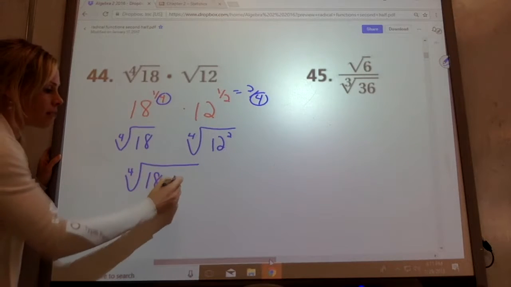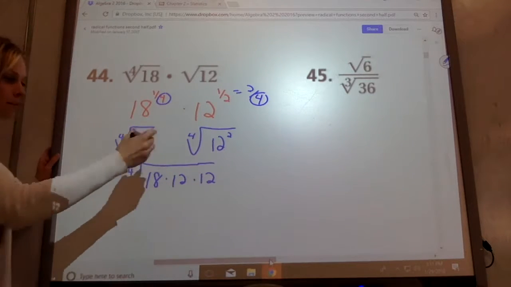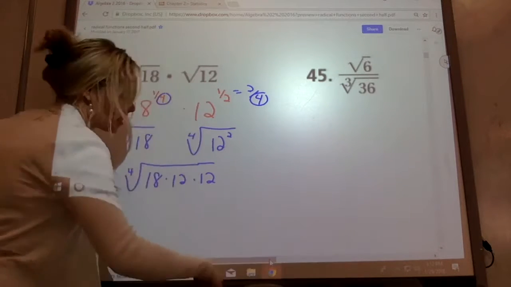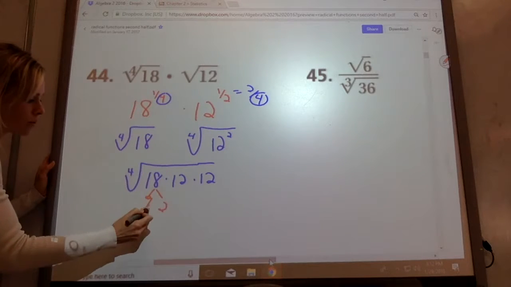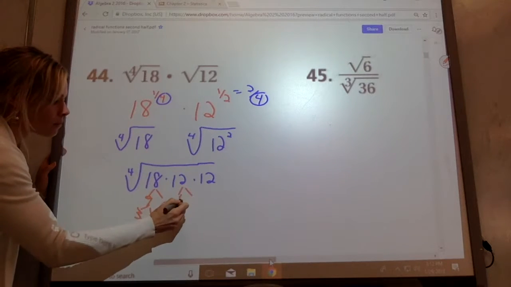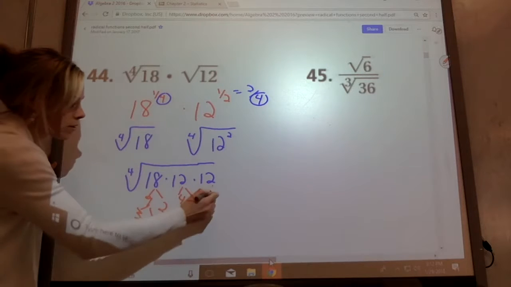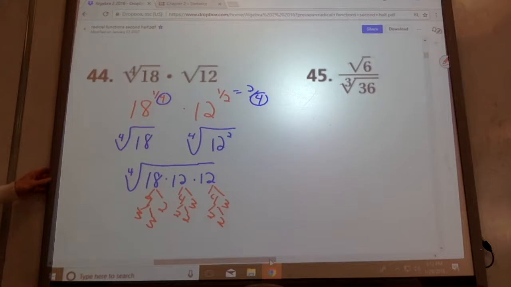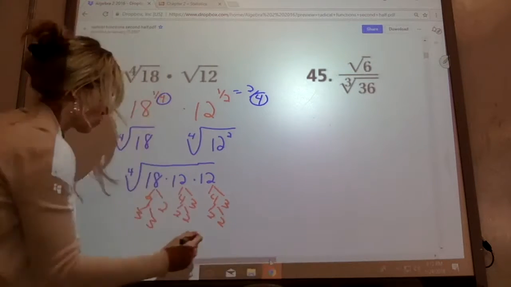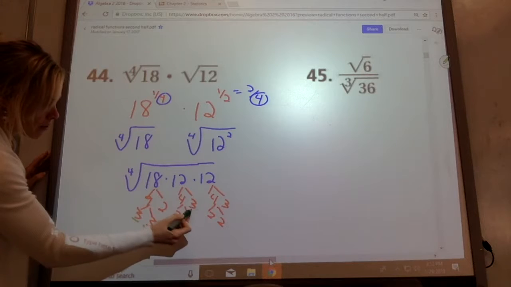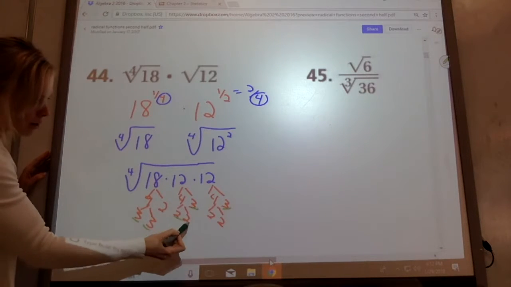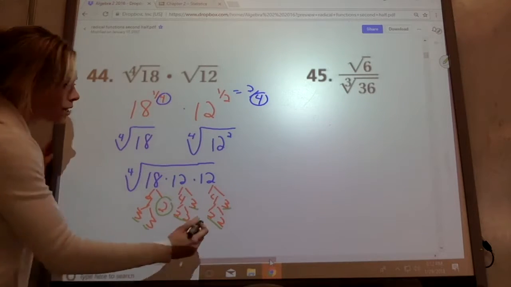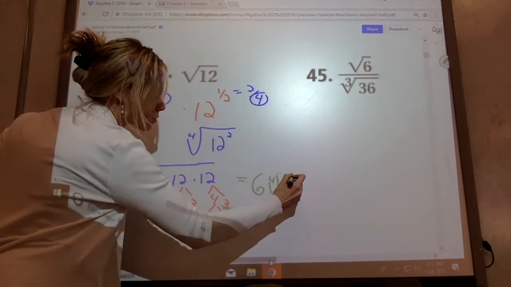So 18 times 12 times 12, because I'm going to have to break it down here. So I'm not going to multiply. So then what? 18 is 9 and 2, 3 and 3, 4 and 3, 2 and 2. And I'm looking for groups of 4. So 1, 2, 3, 4. 1, 2, 3, 4, and then that 2 doesn't have a partner. So 6, 4th root 2.